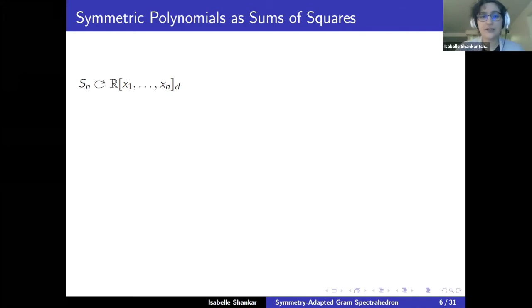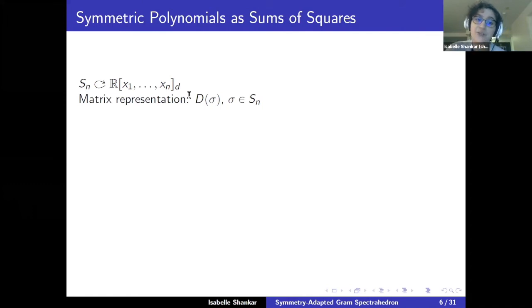Right, so we have symmetric polynomials. Suppose you give me a symmetric polynomial of degree 2D. Then we have some S_N action on that, but I'm actually interested in the S_N action on degree D polynomials. I'm just talking about the usual S_N action of permuting the variables. So think about it as acting on that monomial vector instead of the space of polynomials that you gave me. This has a matrix representation, which I'm going to call D sigma.